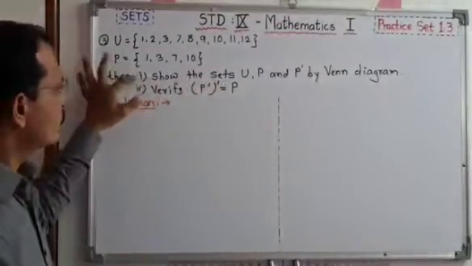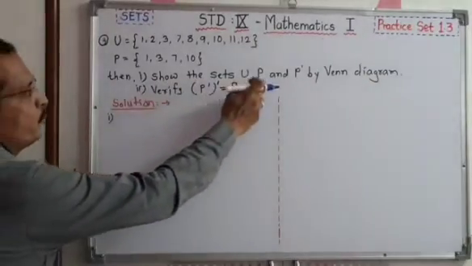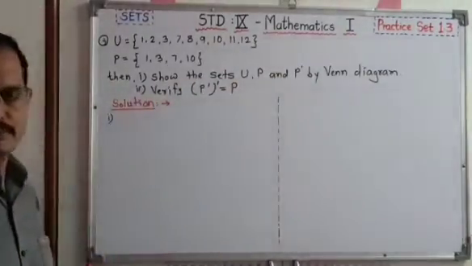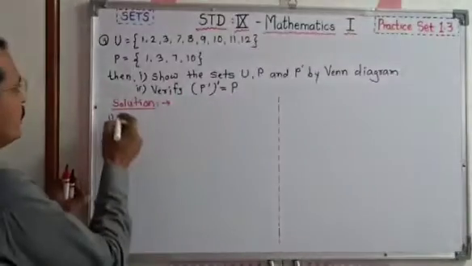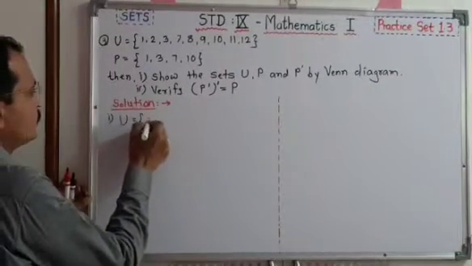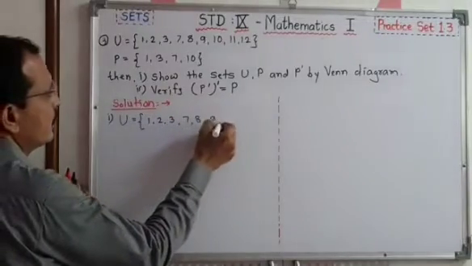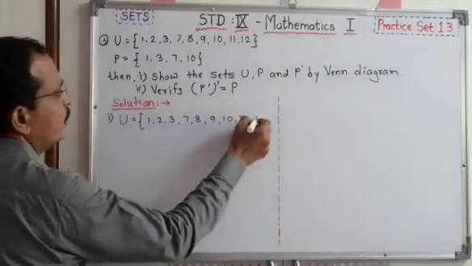First of all, we have to solve the first. That is, we have to show the sets U, P and P dash by Venn diagram. Therefore, first of all, we have to write here set U: 1, 2, 3, 7, 8, 9, 10, 11, 12.